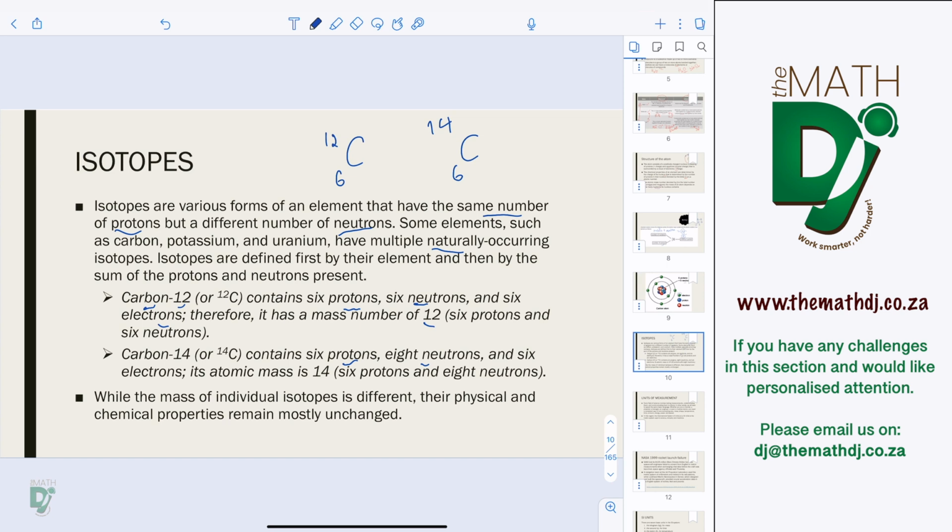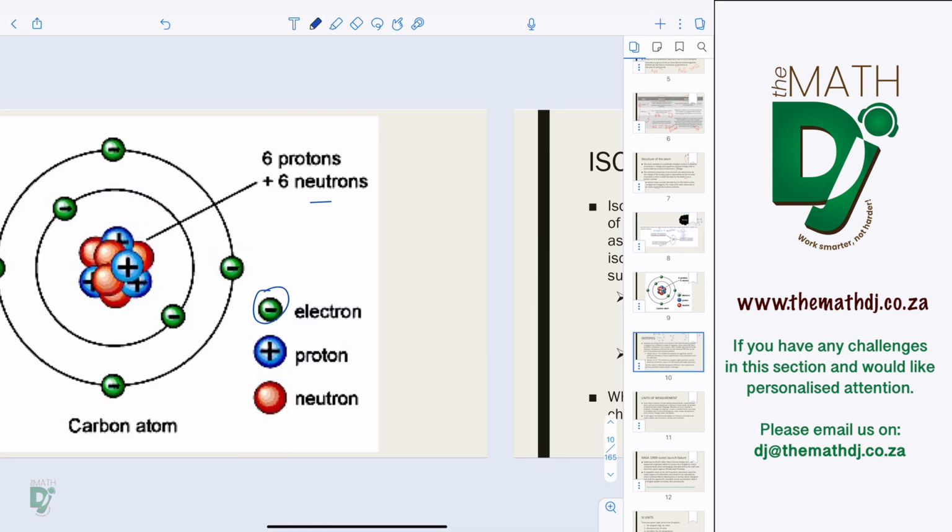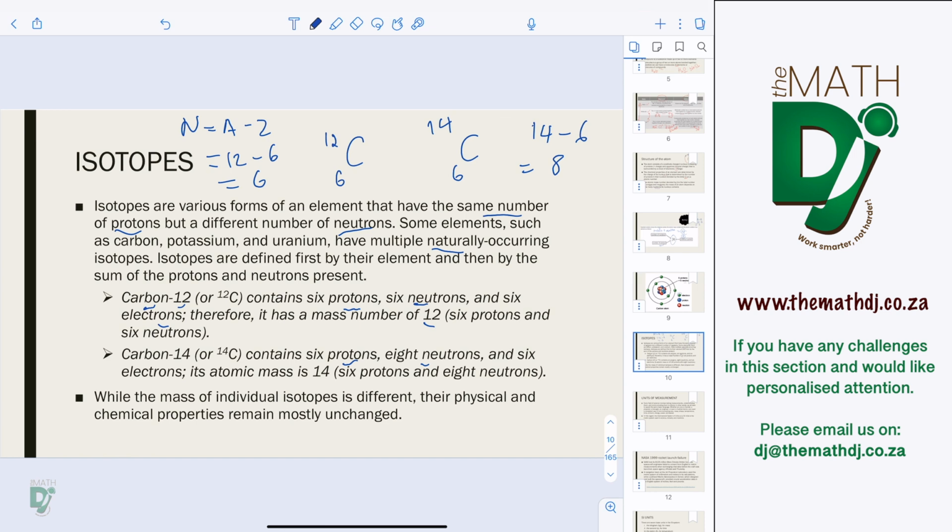To get the number of neutrons, remember the formula N is equal to A minus Z. So for carbon 12, like we did previously, 12 minus 6 is equal to 6 neutrons. For the other one, it will be 14 minus 6, and you get 8 neutrons. So remember this formula is quite important, and this is always the number of neutrons.